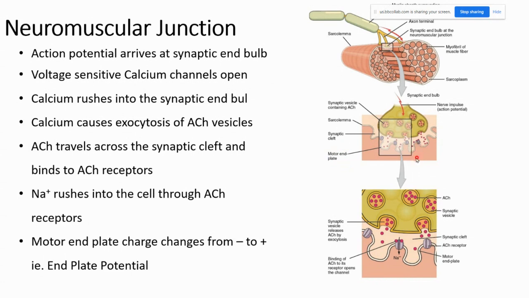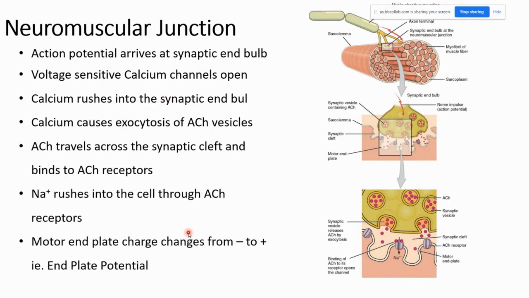So the two cells meet right here, but there's a space in between the two, and that's called the synaptic cleft. If we enlarge it, we can see there's the axon terminal, and there's the motor end plate, that plasma membrane that curves in and out. Let's run through these steps here. I wouldn't say you need to memorize these steps, but you should know what happens first, second, third, as we run through the story on how muscle contracts.